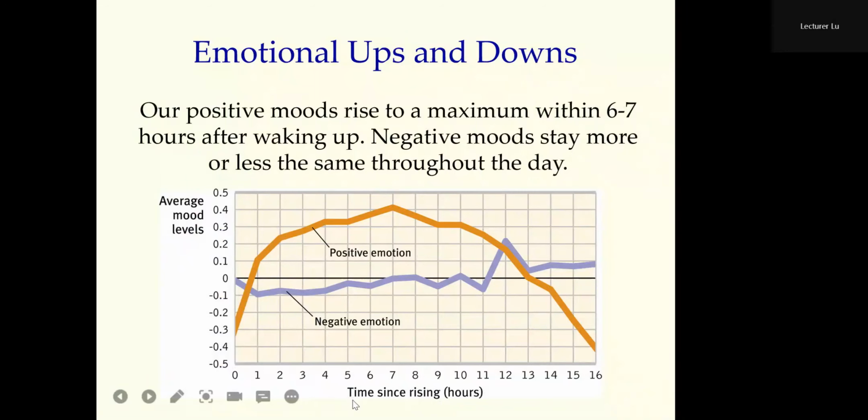It's worth noting that it's the time since rising. It's not the time in the day. It's not 1 o'clock. It's 1 hour after we get out of bed. So now we can understand why at midnight or in the evening, people are more likely to feel sad, to think about our life and be negative, experiencing negative moods.